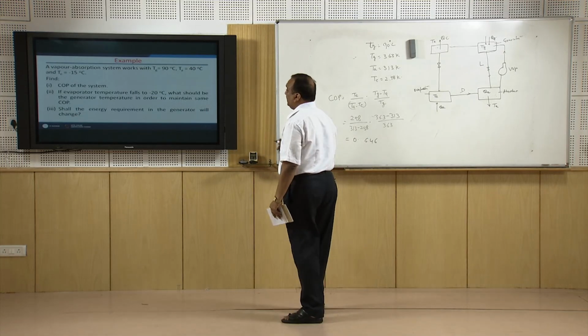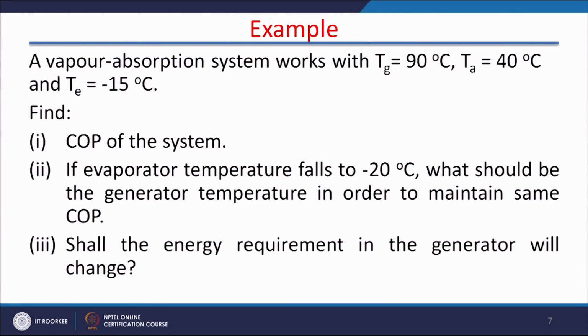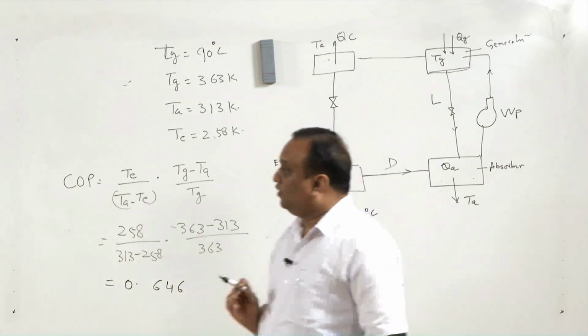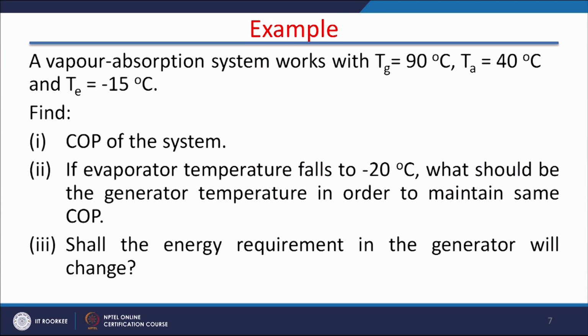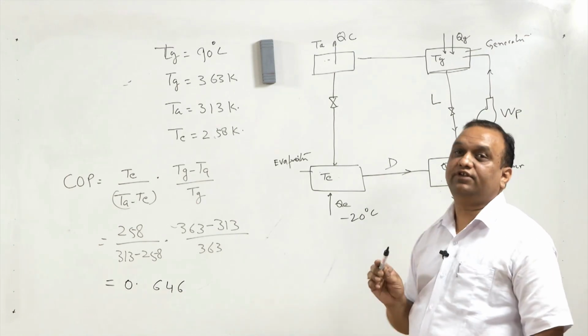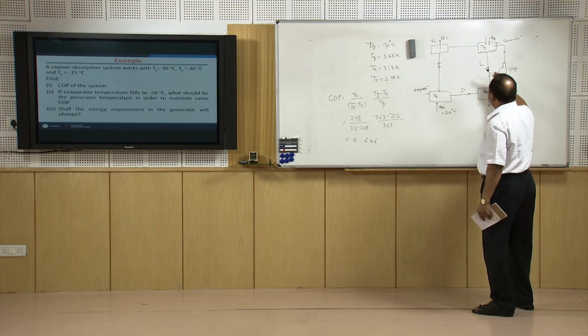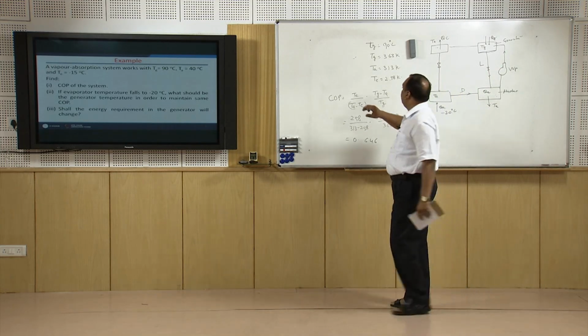Now, the second is, if evaporator temperature falls to minus 20, suppose this temperature instead of minus 15, it is reduced to minus 20 degree centigrade. What should be the generation temperature in order to maintain the same COP? Now, if this temperature is reduced, such type of issues create a lot of problems in vapor compression system. But here, first of all, I will solve it, then I will explain.